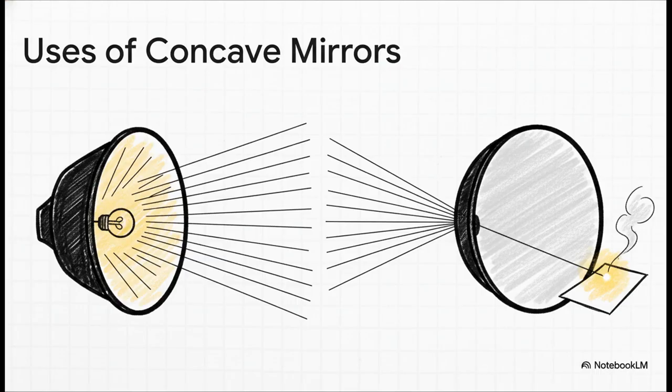And this is how we use that property in the real world. In a car headlight or torch, you place the little bulb right at the focus point. The mirror then catches all that light and shoots it forward as a super strong parallel beam. Or, remember trying to burn paper with the sun and a magnifying glass as a kid? Same idea here. The mirror converges all those sun rays onto one tiny spot, the focus, and concentrates all that heat.